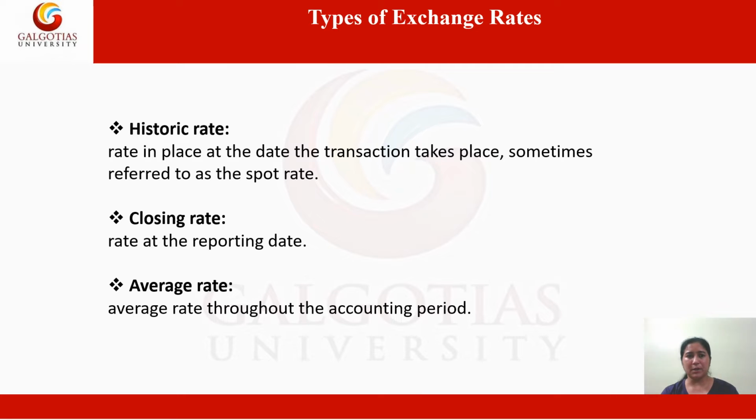Another type of exchange rate that is applicable in IAS 21 is the closing rate. Closing rate is the rate which is in existence at the end of the reporting year or at the date on which the financial statement of the business entity is prepared. The third type of exchange rate that is applicable in IAS 21 is the average rate, which is nothing but the average rate throughout the accounting period.